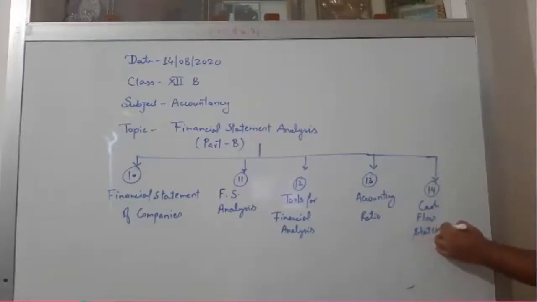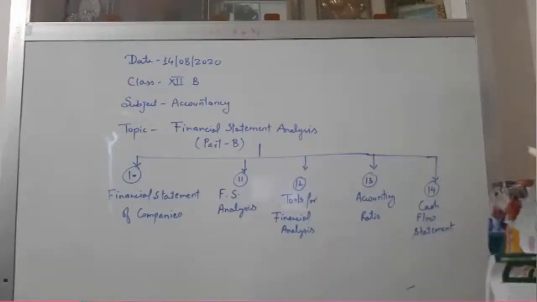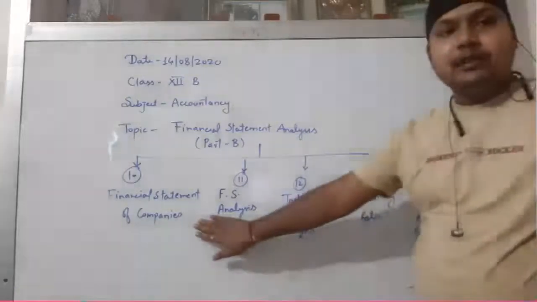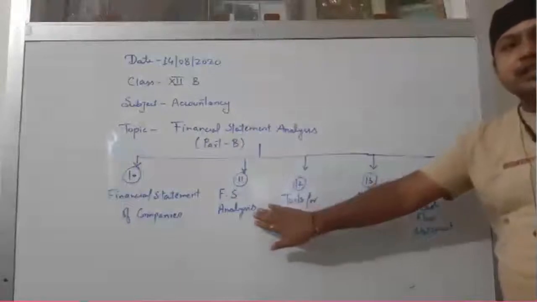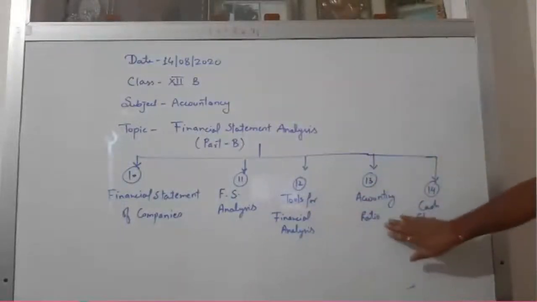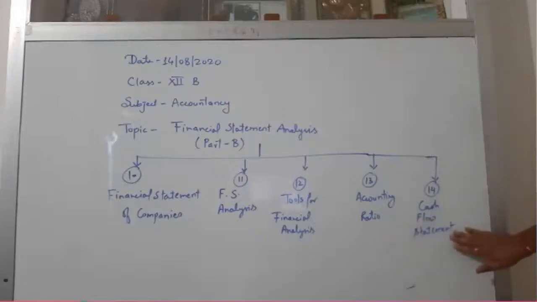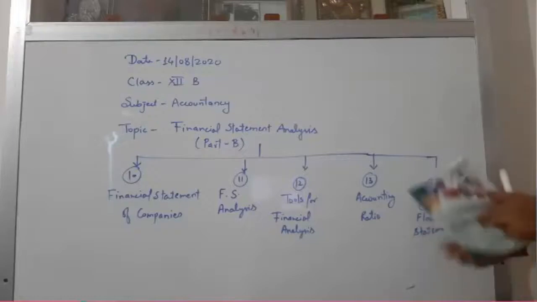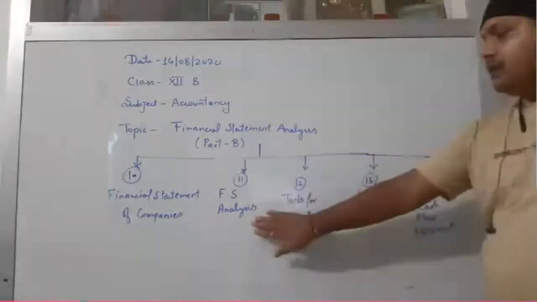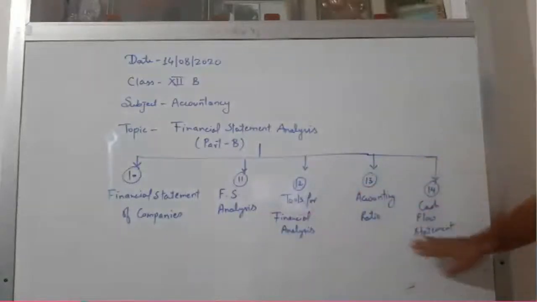So you can see that in Part B we study almost 5 chapters. We have to discuss 5 chapters in Part B. The first chapter is financial statement of company. The second chapter is financial statement analysis. The third chapter is tools for financial analysis. The fourth chapter is accounting ratio, and the fifth chapter is the cash flow statement. So one by one, I will start from chapter number 10, thereafter chapter number 11, 12, 13, and 14.